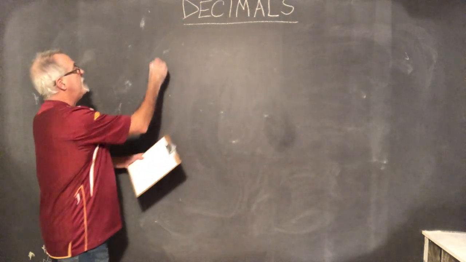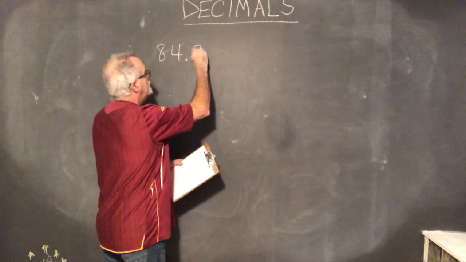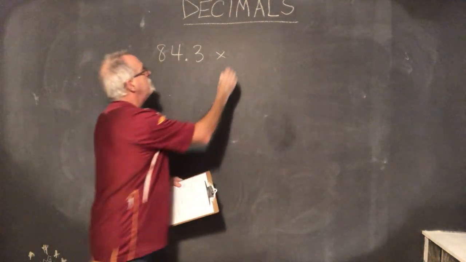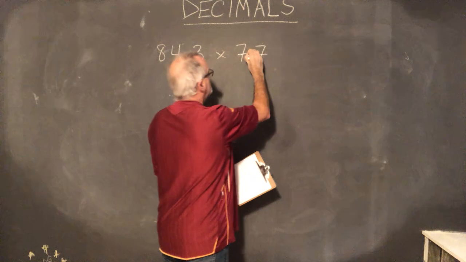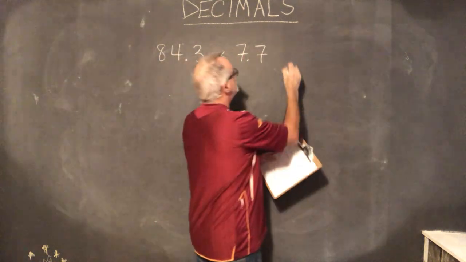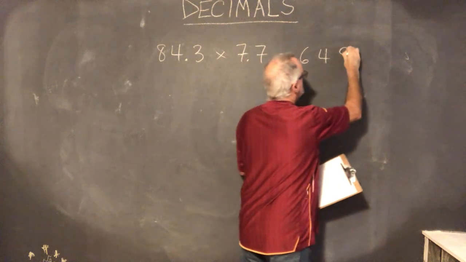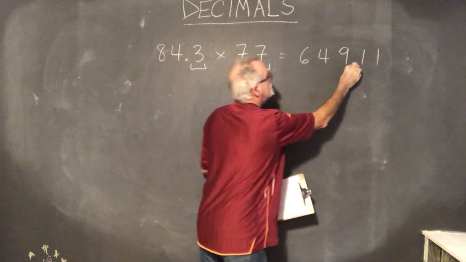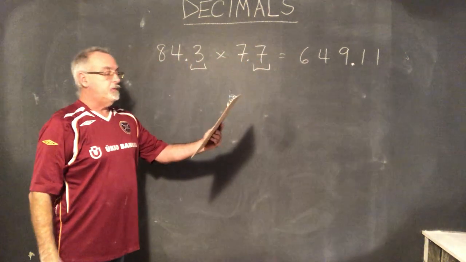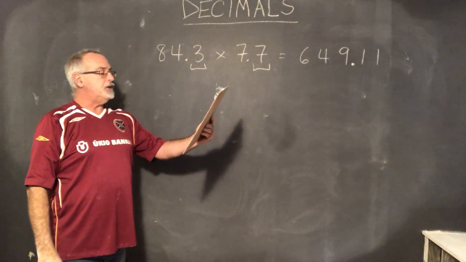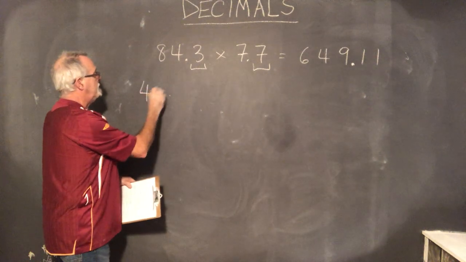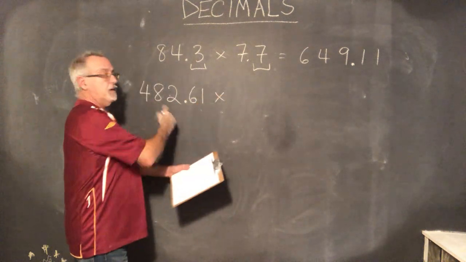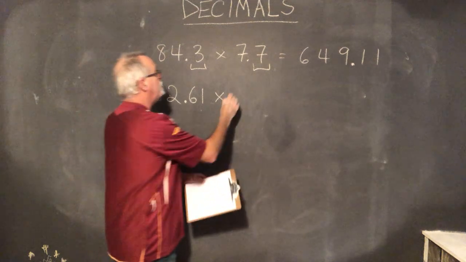We have power. 84.3 times, what am I doing for times? Oh, yeah. Pretty good. 7.7. And that's going to give 64911. 649.11. Yes. Okay, let's do a couple of challenger ones. 482.61 times. You think that would be enough? No, I'm not finished. Times 11.34.